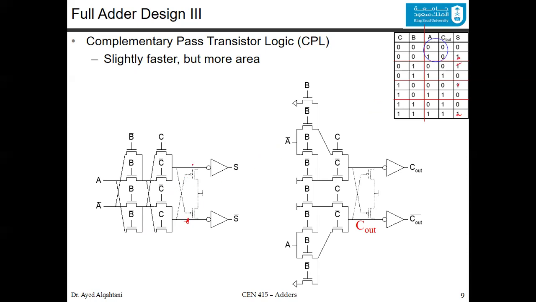And similarly for the S bar, if this is S, now here you have S bar, so you look at the zeros, and you will have also the remaining 4 paths. Again, we did the same idea that we've done in design number 1 and even number 2, where we can share the transistors. So that's the third design.